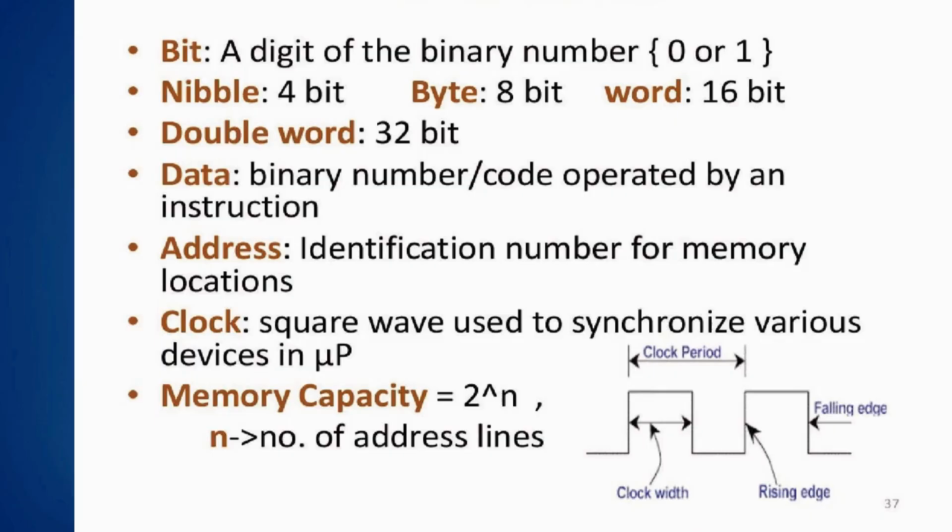So these are the basic terms you should know. From this, some of the fundamental terms you should recall frequently. You should know what is a bit. A bit is nothing but a digit of a binary number, zeros and ones. A nibble is a 4-bit group, 8 bits is equal to 1 byte, 16 bits is equal to 1 word, and 32 bits is called a double word.